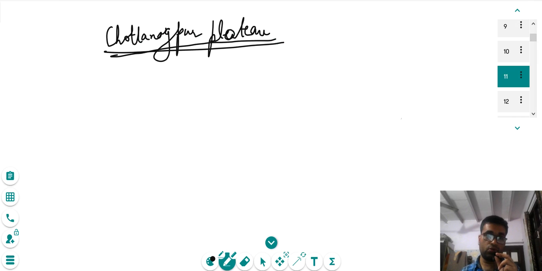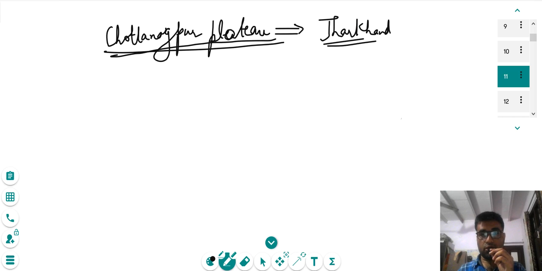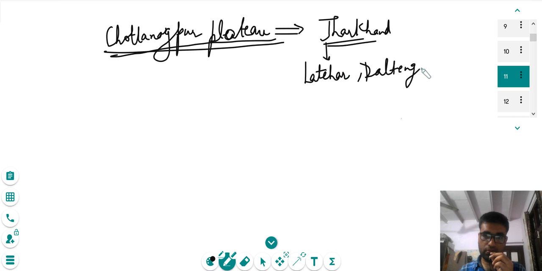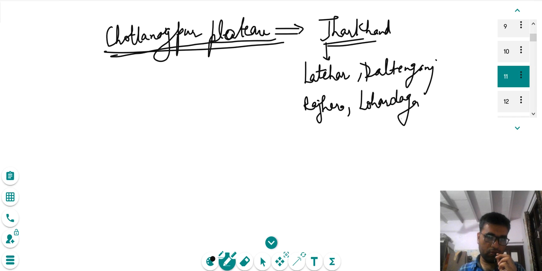Okay, first of all, Chota Nagpur Plateau, maximum part is in the Jharkhand. So Chota Nagpur, it is in most Jharkhand. Now the districts of Jharkhand are like Latehar, Daltonganj, you have Rajhara, Lohardaga. So these are the districts of the Chota Nagpur Plateau.